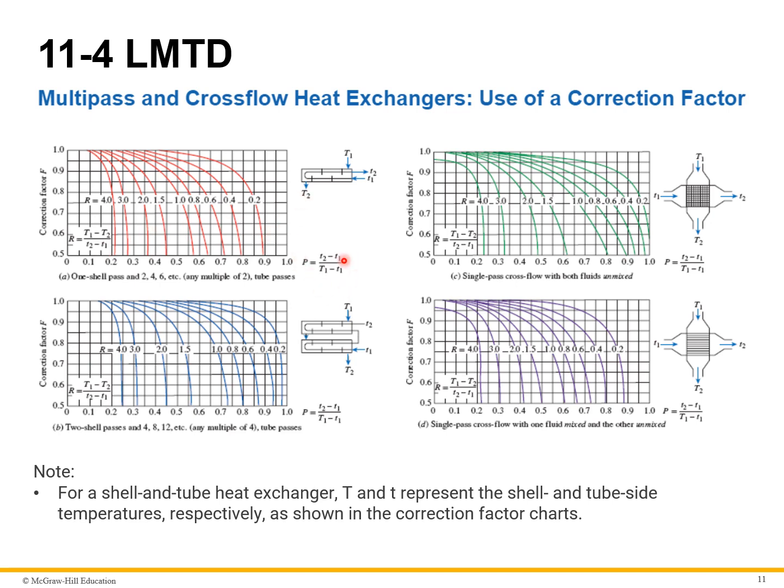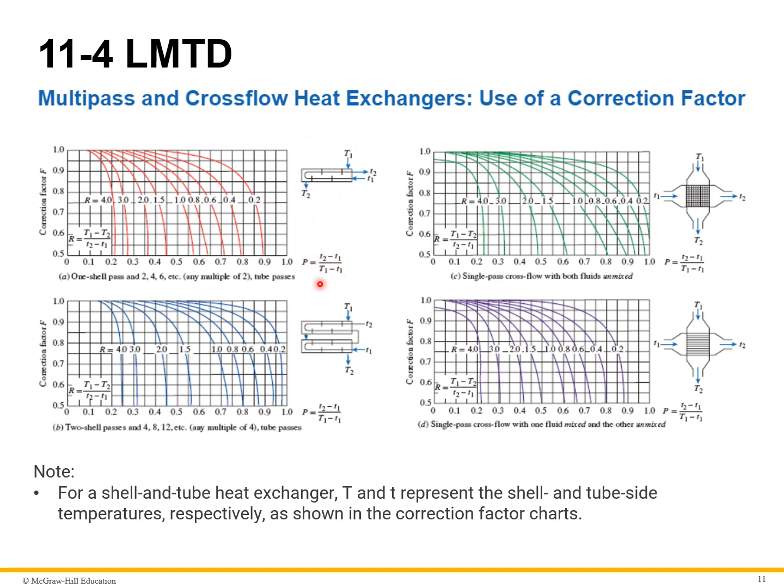So we'll talk about what those are, but big T and small t represent the shell and tube side temperatures respectively. So big T is the shell side temperature, and small t is the tube side temperature, which are shown in the figures here. So you can sort of tell what you're dealing with.